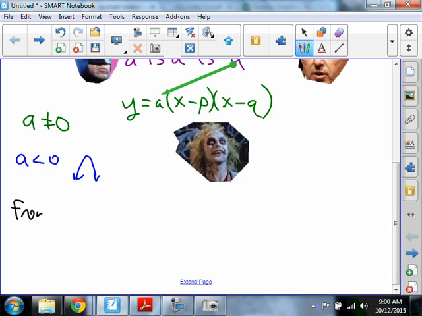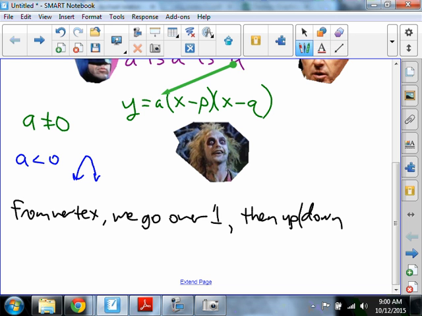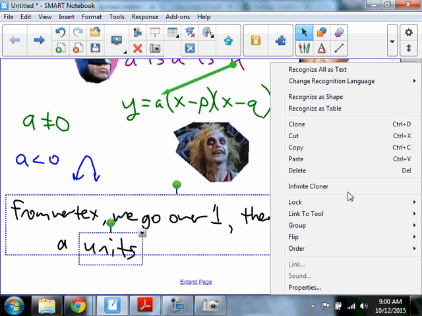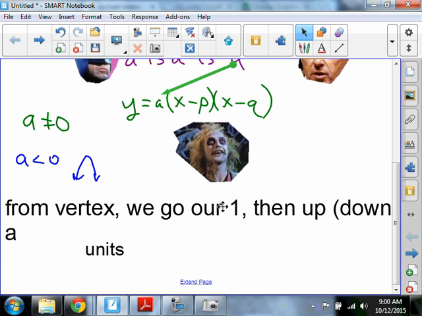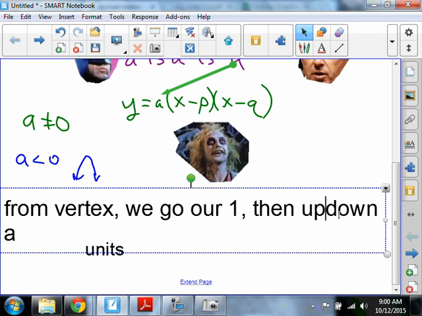From the vertex, we go over 1, and then up or down A units. I like that one. That's my favorite one. When we go from the vertex, we go over 1 unit and then up or down A units. And we always do that. And that's how we go about graphing these things.